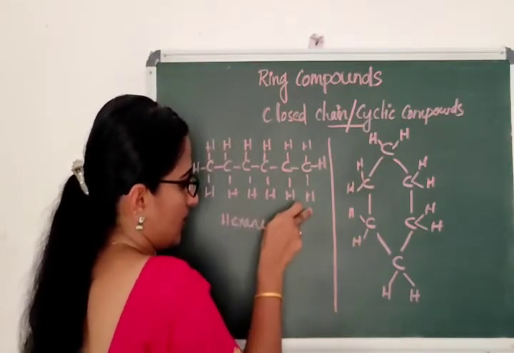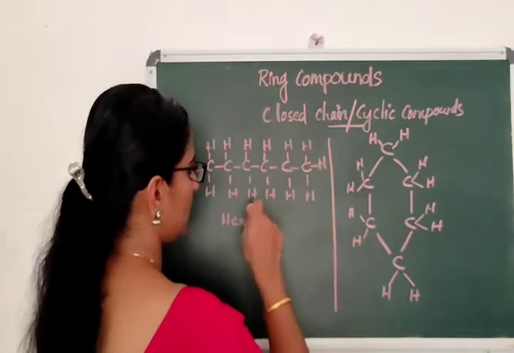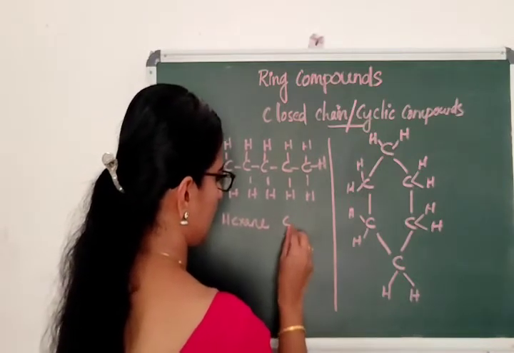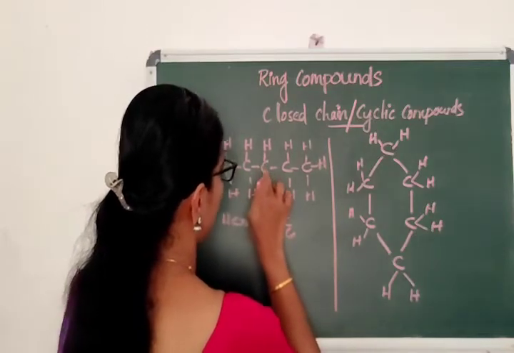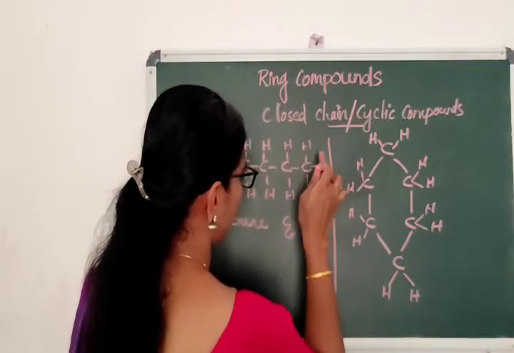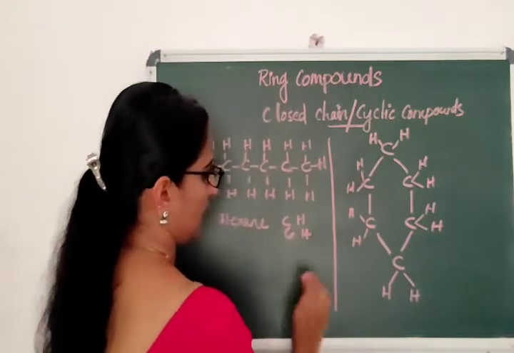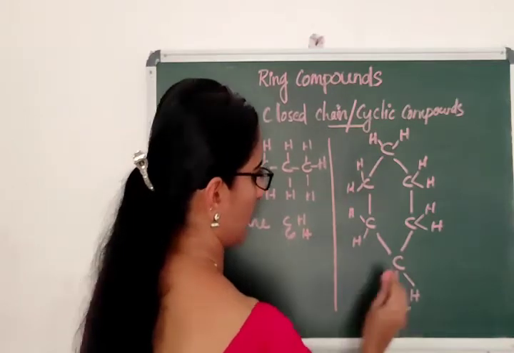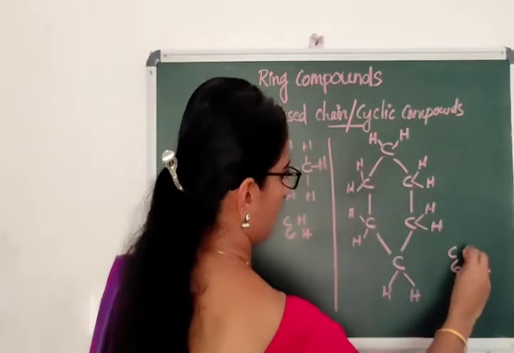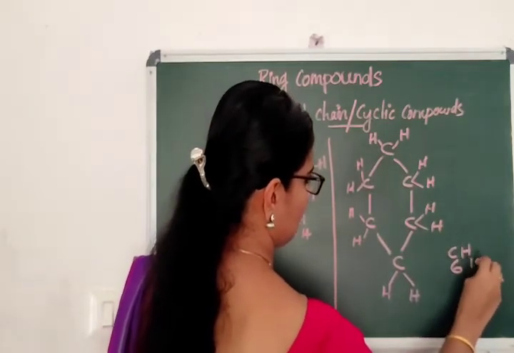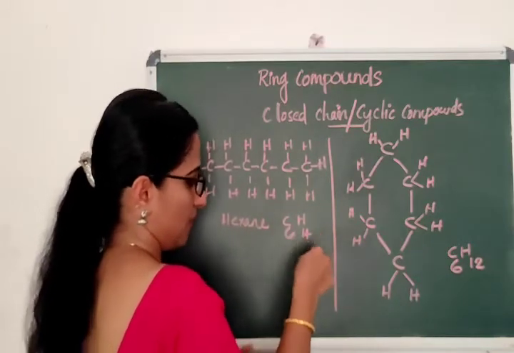Okay, children, what is the difference between these two? This is a straight chain hydrocarbon and this is a ring hydrocarbon. Count the number of carbon and hydrogen. C6, H: 3 plus 2 is 5, 5 plus 2 is 7, 7 plus 2 is 9, 9 plus 2 is 11, 11 plus 3 is 14. H14. And here also count the number of carbon. C6, H12.